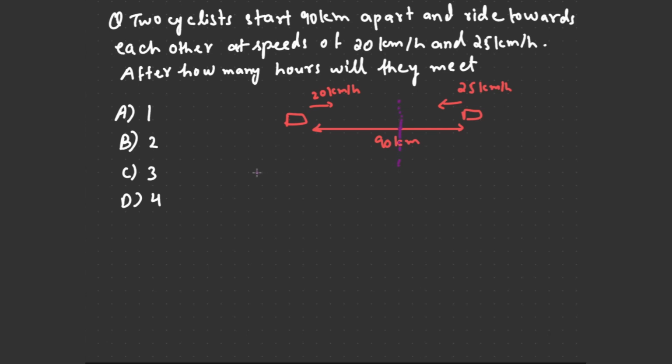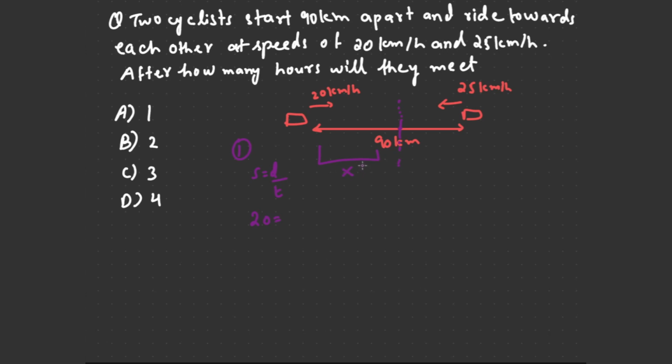So using the formula speed equals distance over time, for the cyclist number one, the speed is 20 kilometers per hour, but we don't know the time and we don't know the distance also. So let's just call this distance x.